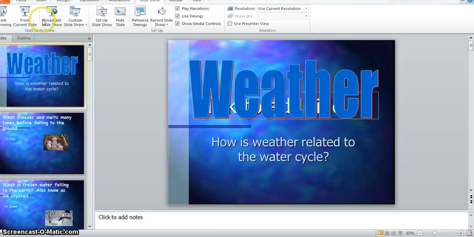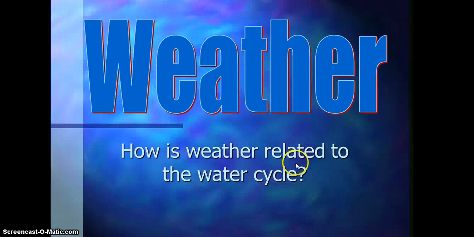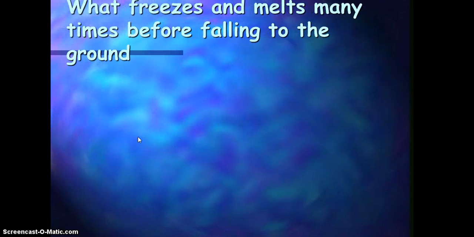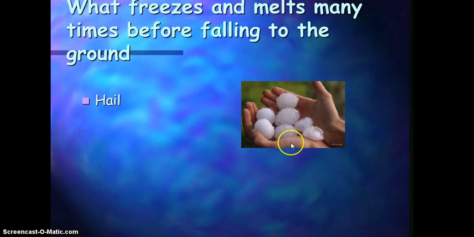I'm going to bring up this flip chart, and we'll go over these different questions. Again, how is weather related to the water cycle? That's where our focus is. Here's the first question. What freezes and melts many times before falling to the ground? Hopefully the students remember, it's hail. Hail will be controlled by the wind. It freezes, then the wind blows it up, then it refreezes, and it just continues to get bigger and bigger until it falls to the ground, just like these hail balls here.